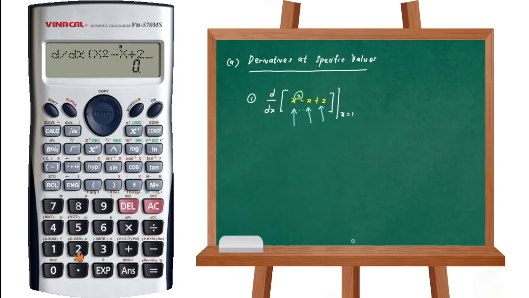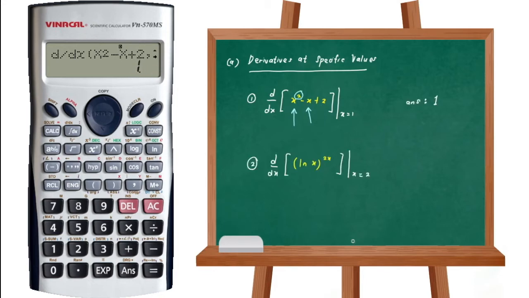Once we have inserted the terms of the function, what we need to do next is to include this number x equals 1. To include this value, we press this button, comma, and then followed by this value 1 to represent x equals 1. Then we press this equal button to get the answer. So it tells us that the derivative of this function x squared minus x plus 2 when x equals 1 is this value 1.